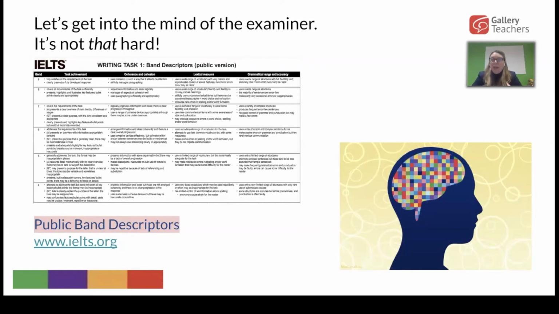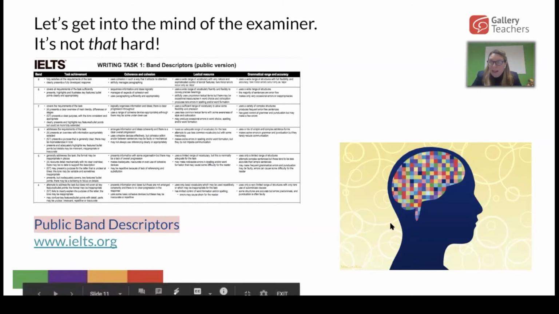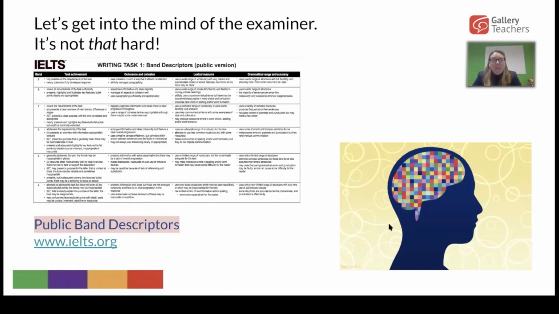So if you were in my first session on IELTS speaking, you will know that I've mentioned that the band descriptors are really our golden gift from IELTS, okay? All of the answers that we seek are in the band descriptors. These are our roadmap for better understanding the requirements of the exam and therefore better equipping our students with the tools they need to succeed. So you can get these band descriptors. They are public, okay? They are in the public domain from IELTS.org.